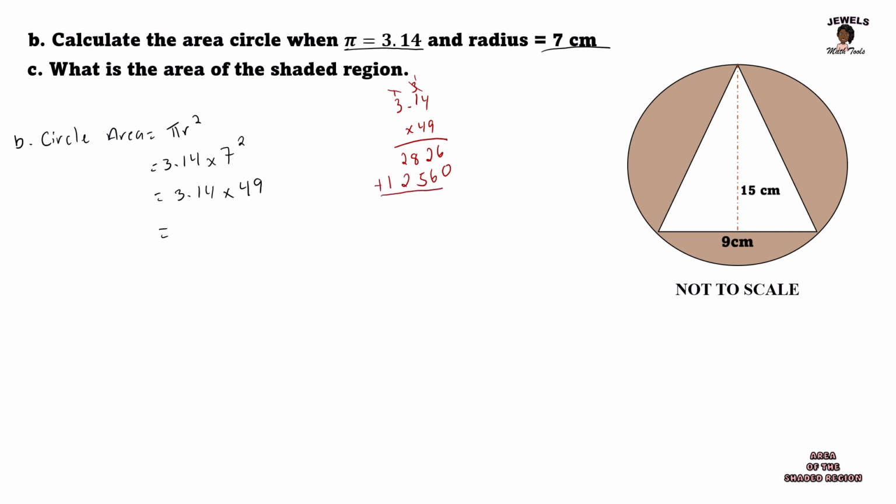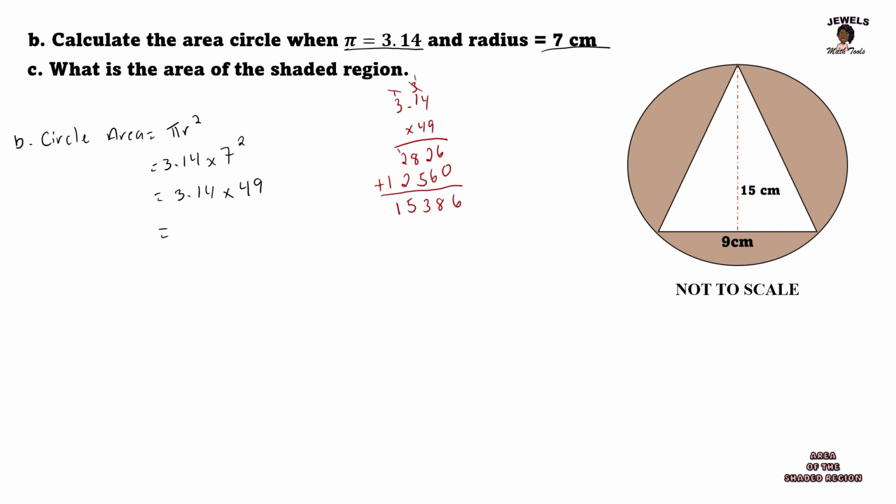Let's sum these numbers together. 6 plus 0 is 6. 2 plus 6 is 8. 8 plus 5 is 13. We'll put our 3, carry the 1. 2 plus 2 is 4 plus 1 is equal to 5. And we'll bring down the last one.